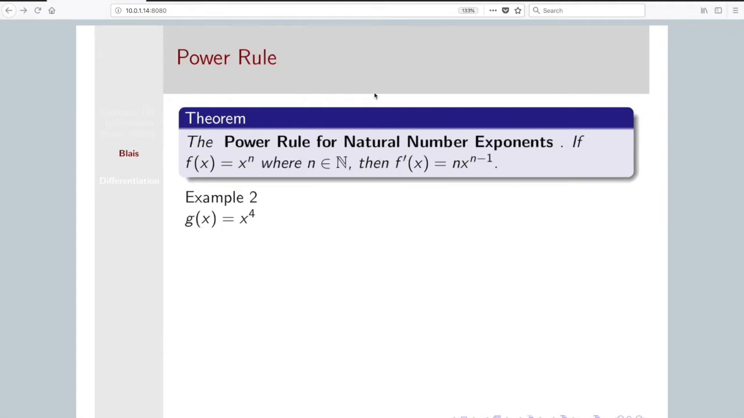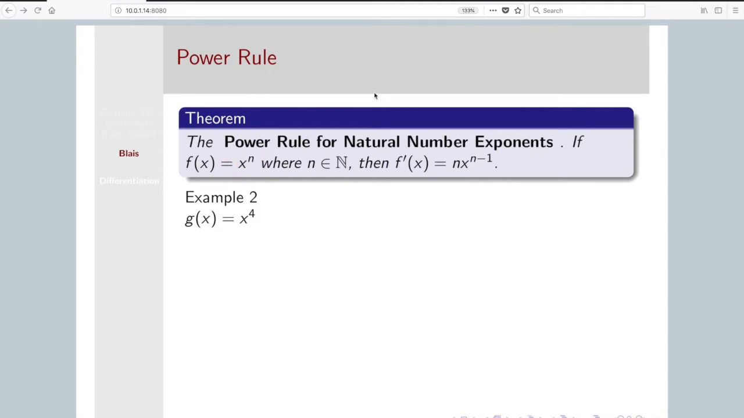One of the really key rules in differentiation is this idea of power rule. And this is power rule when your exponent is a natural number. So this bold N stands for the natural numbers. That's the counting numbers. So 1, 2, 3, 4, so on and so forth. If your function is just x to the n, then the derivative of that function is n x to the n minus 1. So you want to think of it as, your power rule says, you take that exponent, bring it out front, and then reduce the exponent by 1.